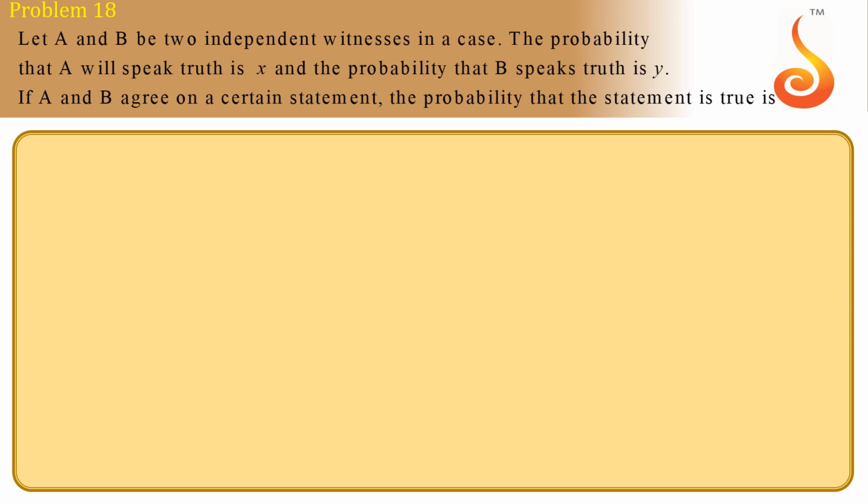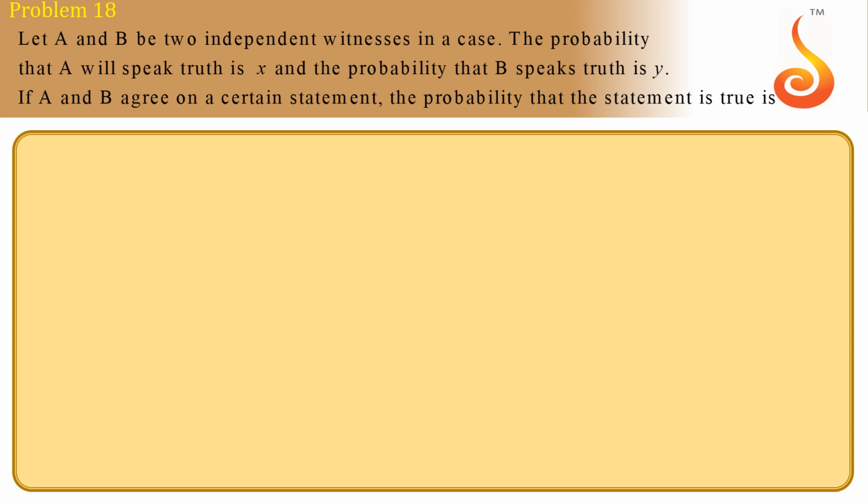Okay, next problem. Let A and B be two independent witnesses in a case. The probability that A will speak truth is x and the probability that B will speak truth is y. If A and B agree on a certain statement, what is the probability that the statement is true? So what does it mean?